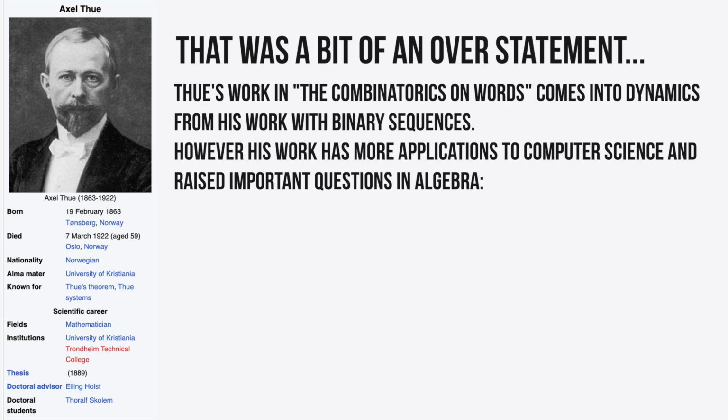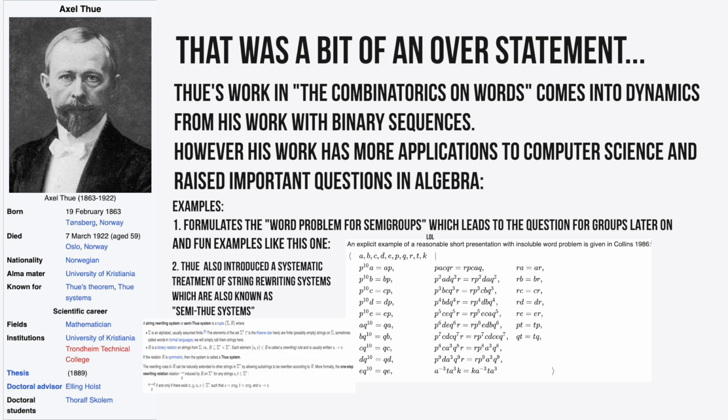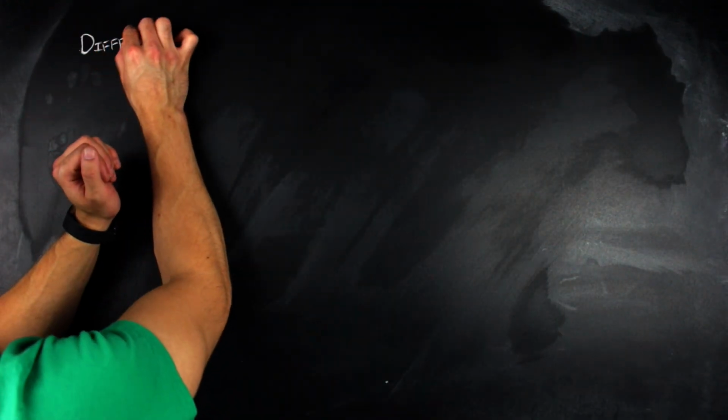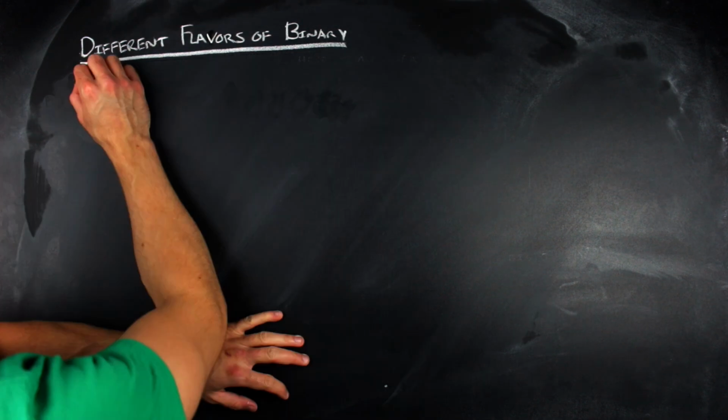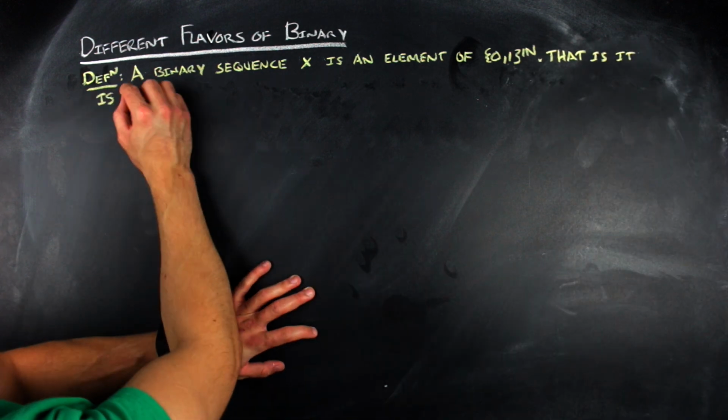So the first character in this story is that of Axel Thue, who was a Norwegian combinatorialist. He studied in particular and focused on the combinatorics of words, or combinatorics of sequences. And he was focused primarily on binary sequences, or at least that's what he's most famous for. Just to define what he was looking at, a binary word or sequence is an element of the symbolic space {0,1}^N, the natural numbers. That is, it's just a list of zeros and ones.